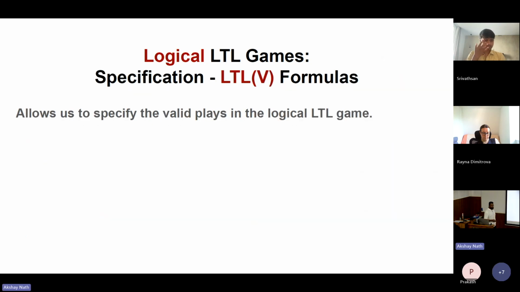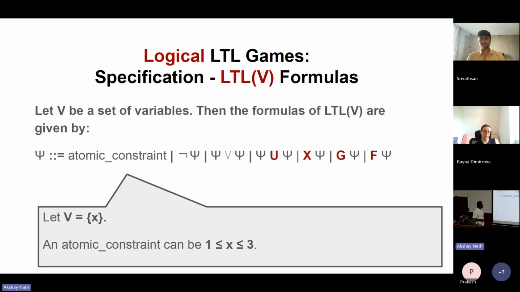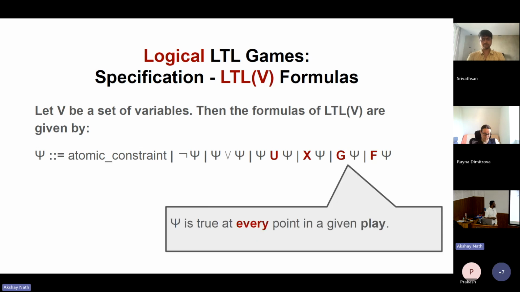Now, coming to specifications. We care about specifications in the form of LTL-V formulas. I'll come to that in a second. Basically, it allows us to specify what are the valid plays that we are interested in this game graph. So this is the syntax of LTL. I'll not get into detail, but keep in mind that it also consists of atomic constraints, which can be a formula of this form. Say x is between 1 and 3, assuming V is x. So this is an atomic constraint, and you could have temporal operators such as U, X, G, F. I'll not explain everything, but just a few.